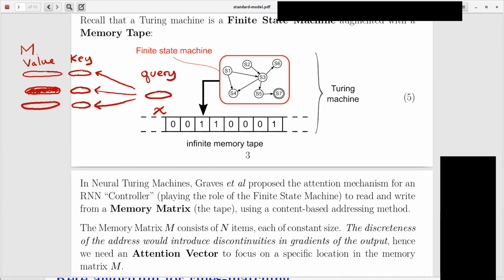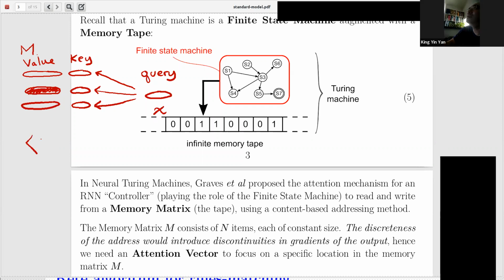How to make? Actually, we do the inner product of the query and the key. Now this is the inner product. You know this notation, right? Sometimes they write it as Q K dot, the dot product of the two vectors, right?